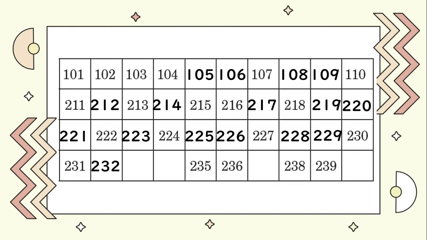Followed by 232, 233, 234 followed by 235, 236 and then 237 followed by 238 and 239 and then 240. So this is how we're going to count numbers. As you can see, we begin from the lowest number going to the highest number.